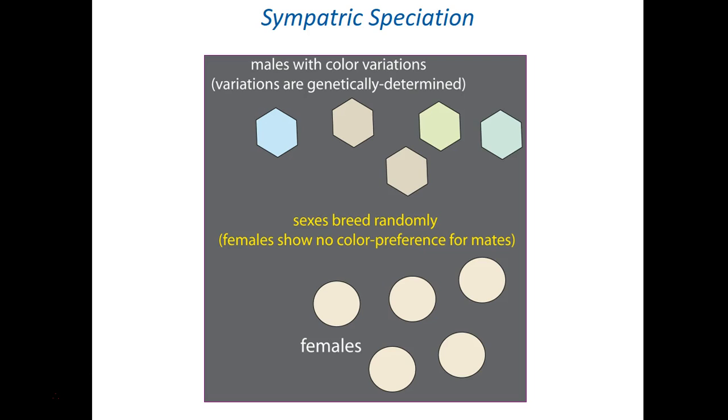Now, sexual selection is very important for sympatric speciation. And I want you to think about this from a theoretical perspective. Imagine you've got a population. Males have many different colors. Females show no color preference for mates. They'll breed at random with each other. So what that means is that a female's not choosing which male she wants to mate with, so her offspring could be any color. She has no preferences.